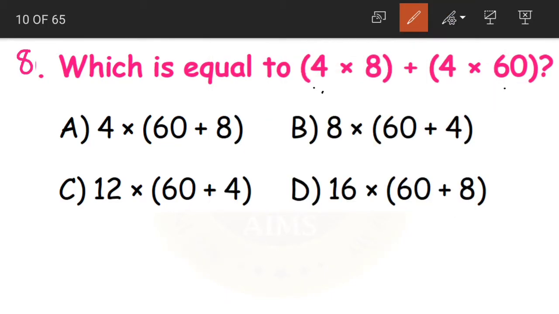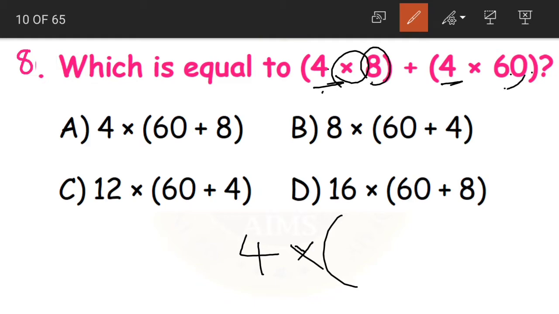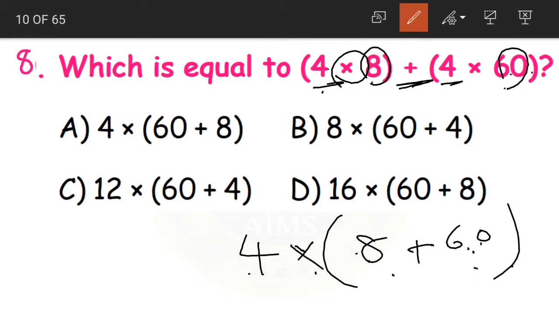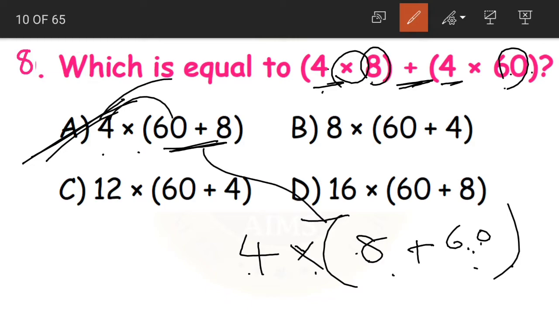What did we do? Here in both the numbers 4 is common. So 4 is written outside and then the into sign. Now open the brackets. Now besides 4, what numbers do we have? 8 and 60. Now between these two, what symbol is to be kept? Plus symbol here. So what is our answer? 4 into 8 plus 60. That is nothing but option A, 4 into 60 plus 8. Clear, children? This is our distributive property of multiplication.